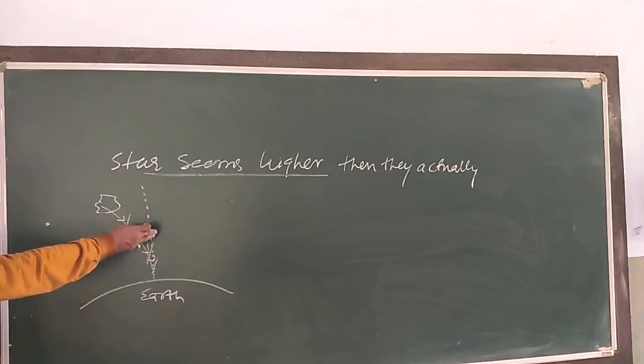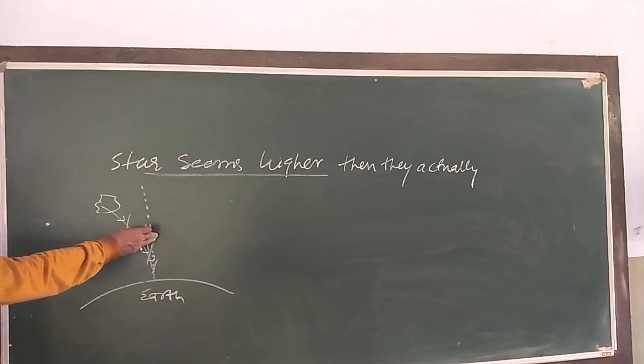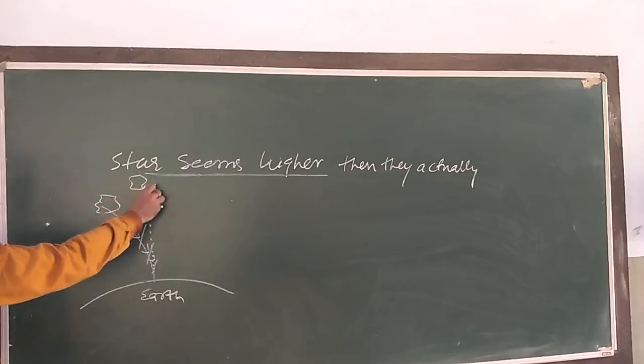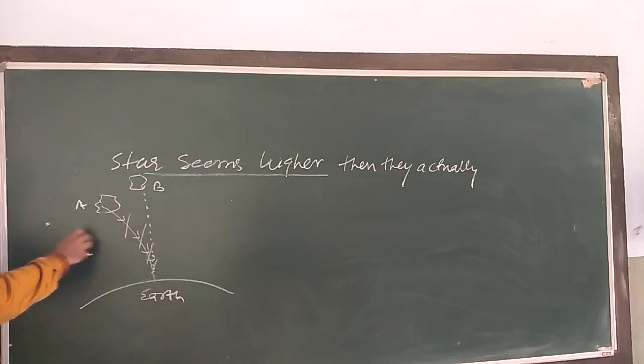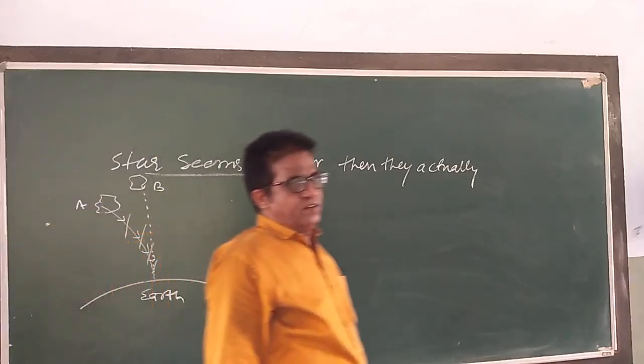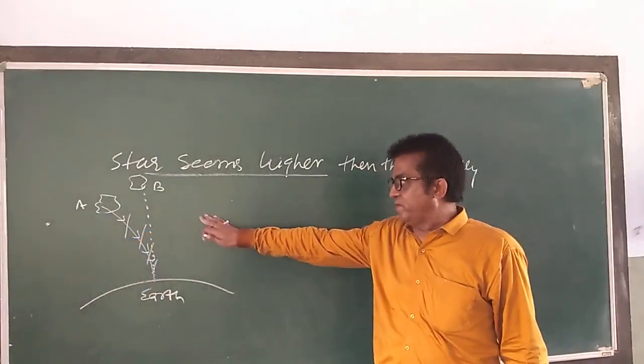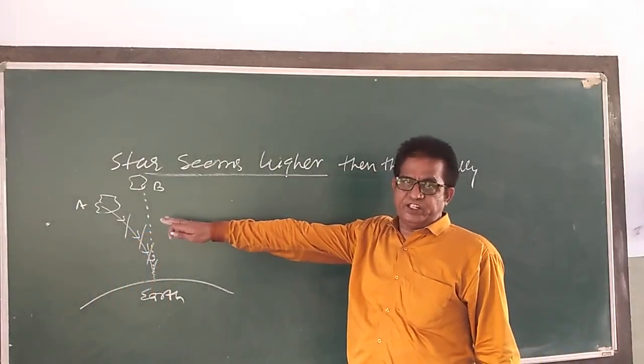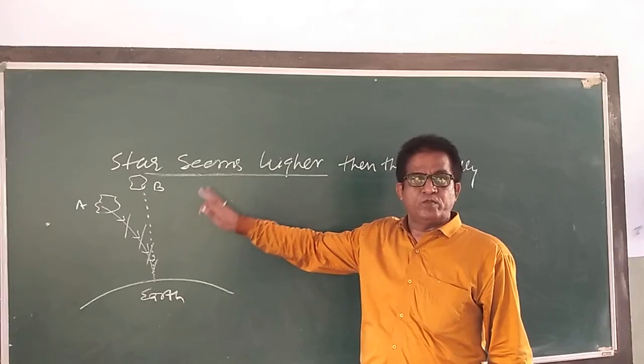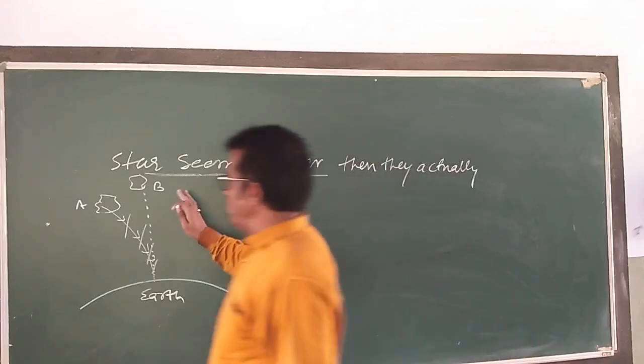As you can see in this figure, the apparent star position here is B, and here it is A. The apparent star position is higher than the actual star position, which is at A. Is it clear? This phenomenon is called atmospheric refraction.